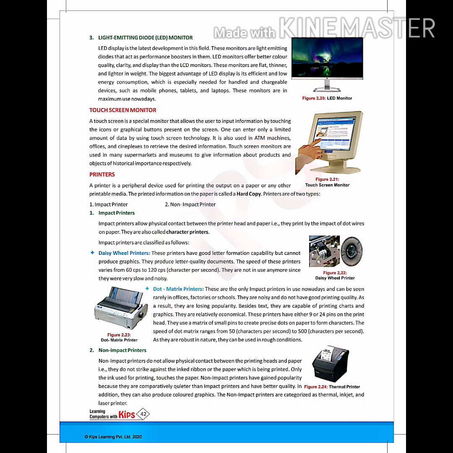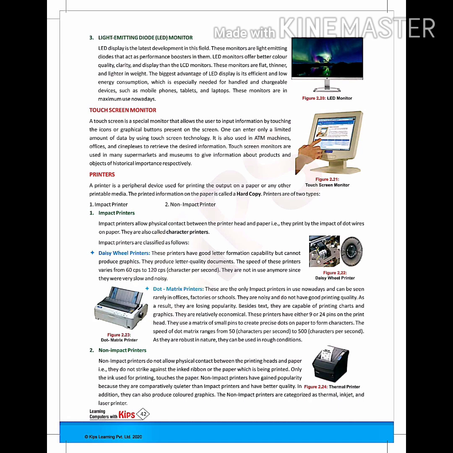That means all devices that are connected to a computer system come under the category of peripheral devices. So a printer is one of the peripheral devices that is used for printing the output on paper or any other printing media. The printed information on the paper is called the hard copy. Printers are of two types: impact and non-impact printers.